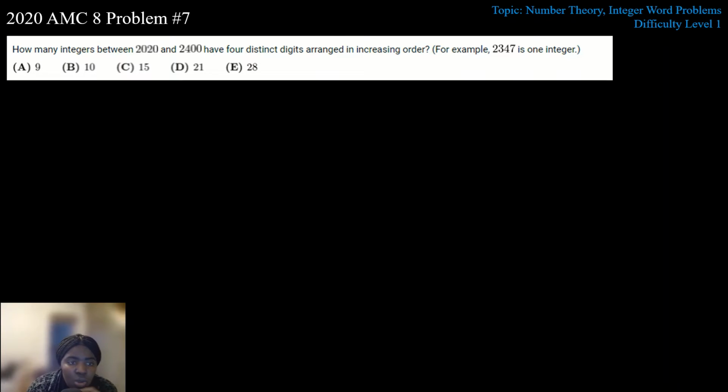Okay. So our next problem, it says how many integers between 2020 and 2400 have four distinct digits arranged in increasing order? For example, 2, 3, 4, 7. Okay, it's one integer. So we want between 2020 and 2400, and they have to be in increasing order, and all the numbers have to be unique.